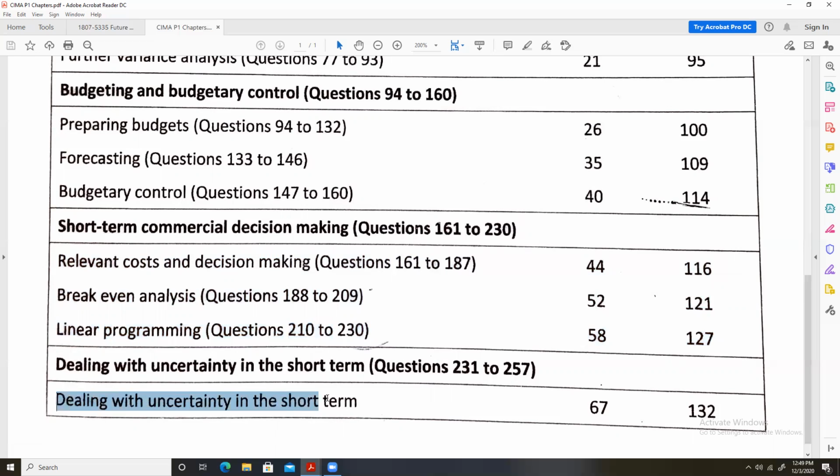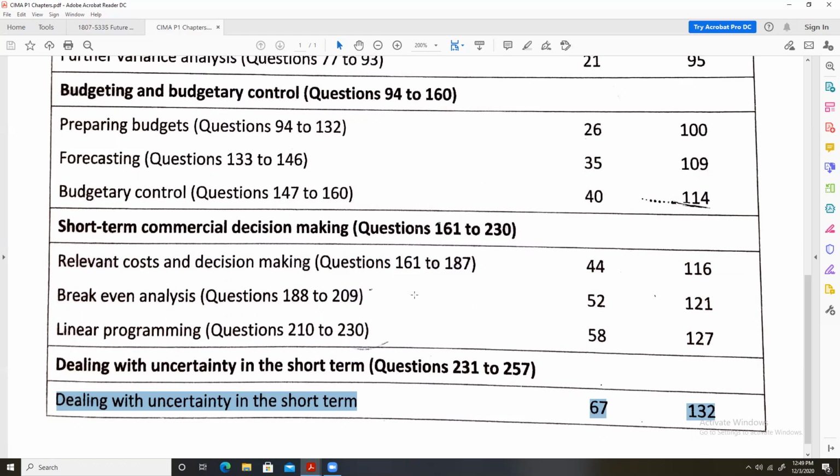Dealing with uncertainty in the short term, this is an area that is different. I can say that this one area is different from other areas of the management accounting exams. Now, dealing with risk and uncertainty, there are certain models for dealing with risk and uncertainty in the short term. One is the expected values, maximax, maximin, and minimax regret, and these are not very difficult to understand.